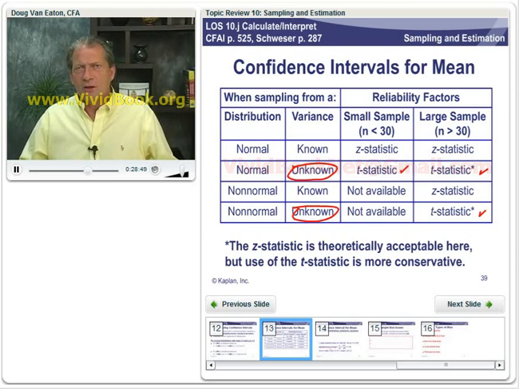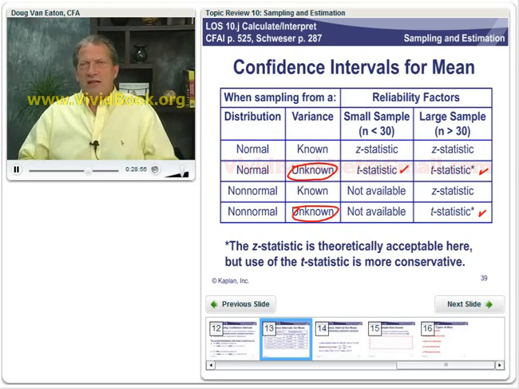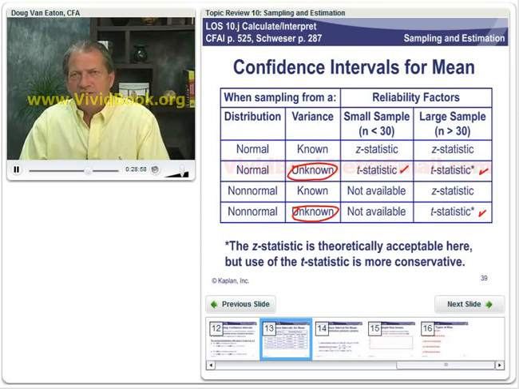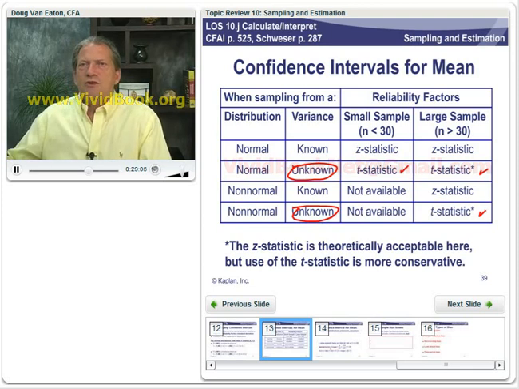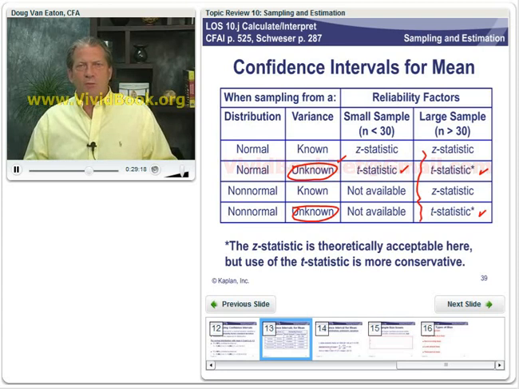So let's sum up again. Non-normal distribution, small sample size, don't know anything. Can't make any statements about a confidence interval. If we have a large sample size, we can pretty much use the z-statistic all the way down, but it's better to use the t-statistic whenever the variance is unknown and we're estimating it from our sample.